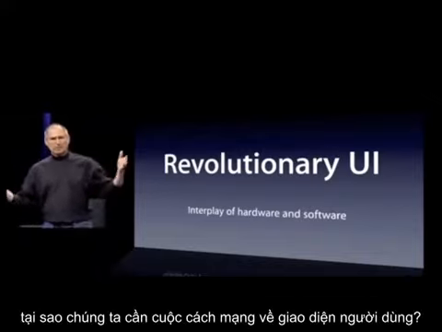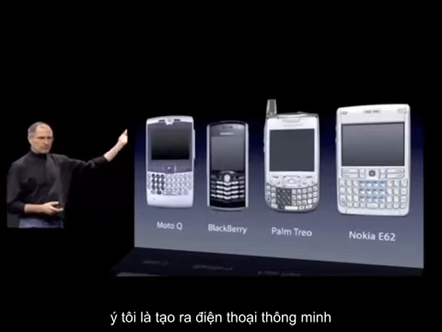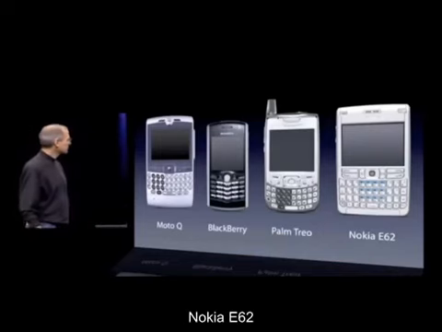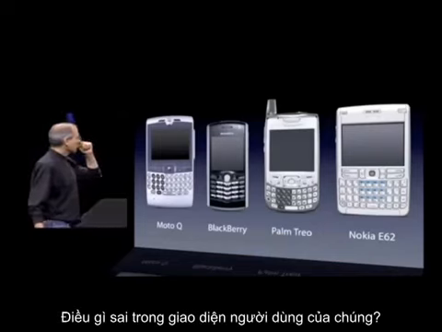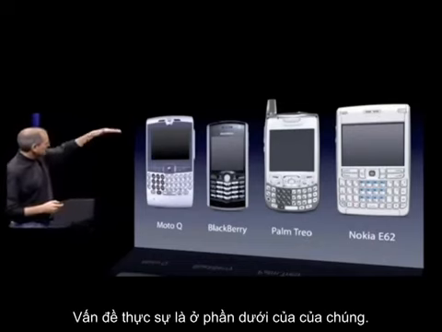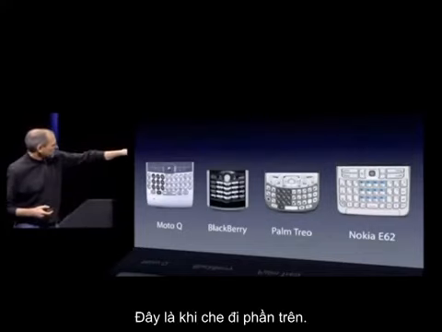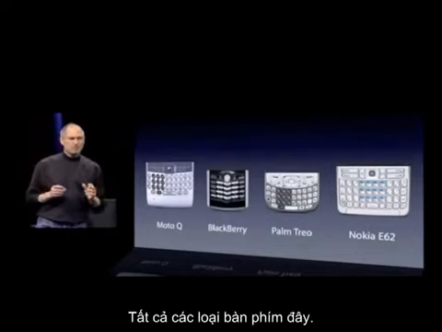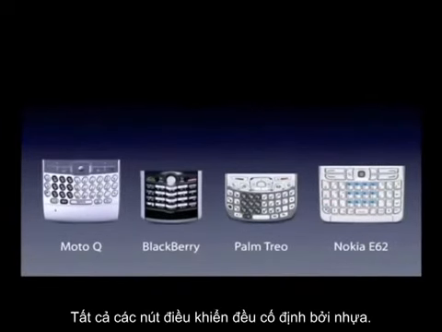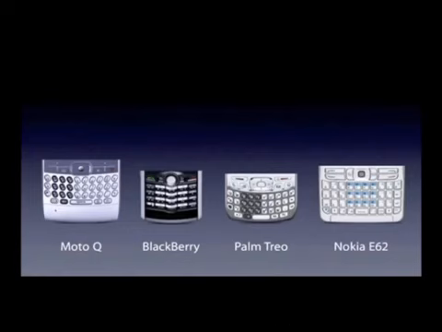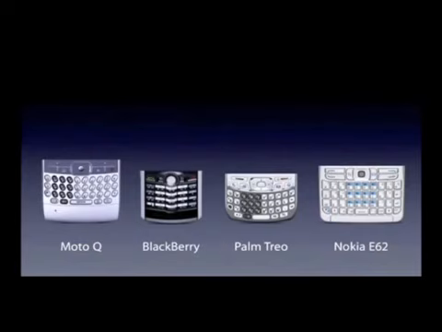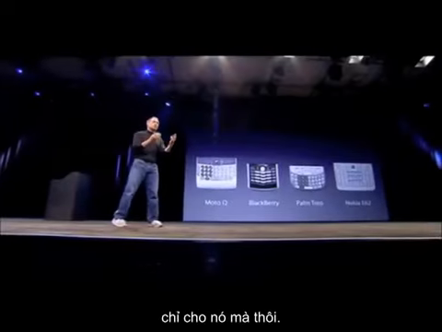Now, why do we need a revolutionary user interface? I mean, here's 4 smartphones, right? Motorola Q, the BlackBerry, Palm Treo, Nokia E62, the usual suspects. And what's wrong with their user interfaces? Well, the problem with them is really in the bottom 40 there. It's this stuff right here. They all have these keyboards that are there whether you need them or not. And they all have these control buttons that are fixed in plastic and are the same for every application. Well, every application wants a slightly different user interface, a slightly optimized set of buttons just for it.